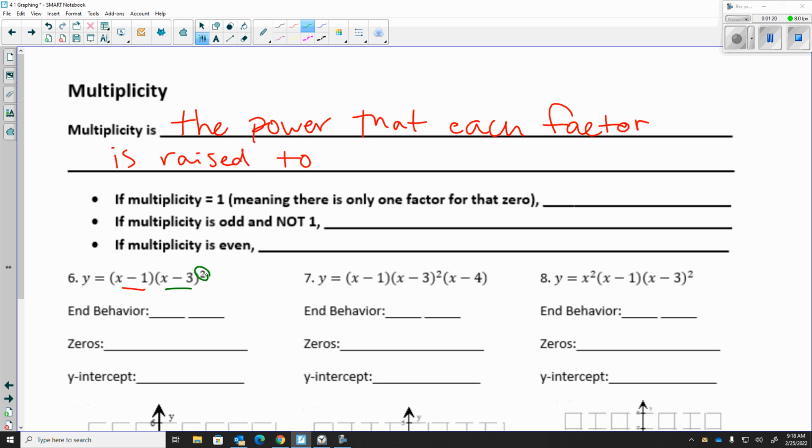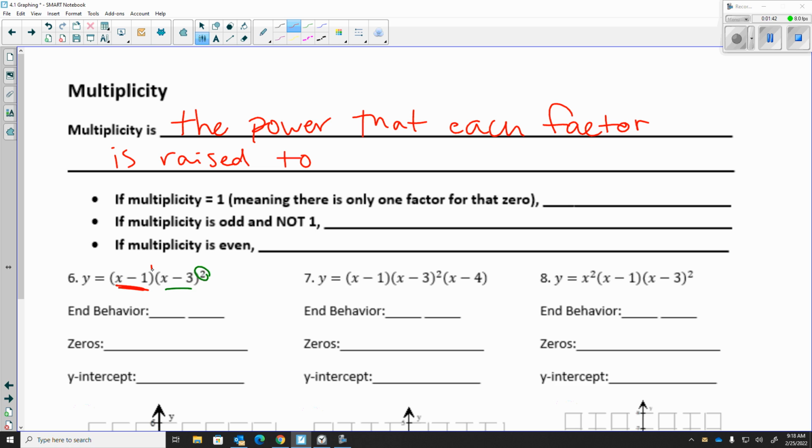So this one has a multiplicity of 2. What does this one have? It has a multiplicity of 1. Remember, if you don't see an exponent, it just means there's a 1 there. All right. So that's what it is. Now I'll tell you what it means and what it tells us.